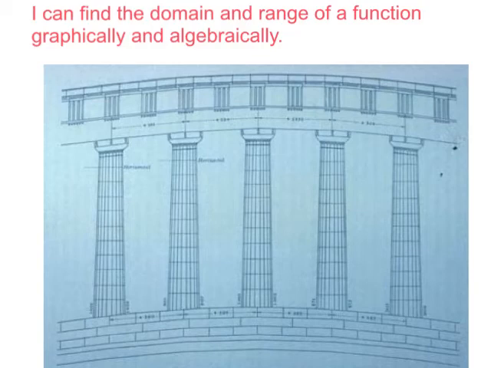All right, this concludes the lesson for Skill 105. I can find the domain and range of a function graphically and algebraically.